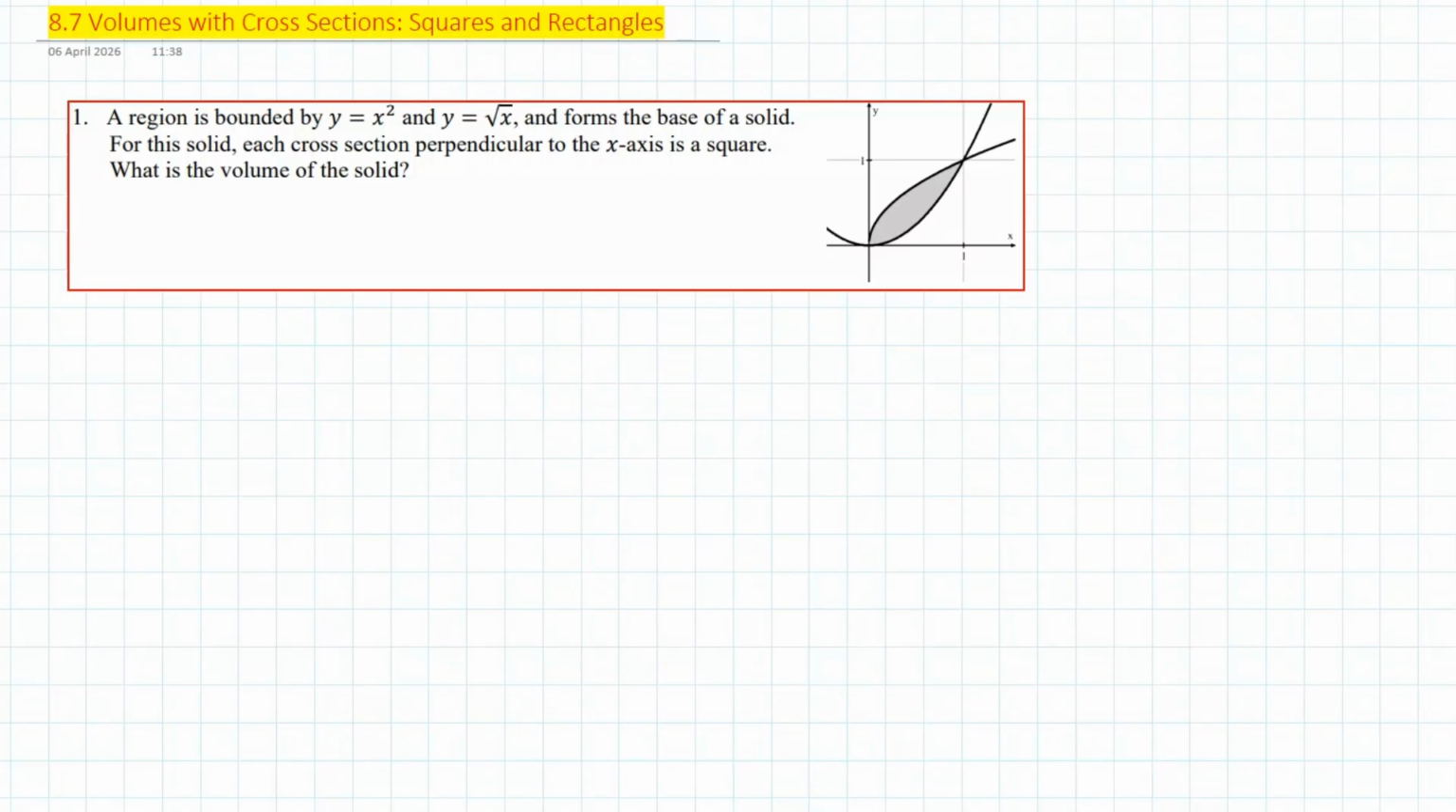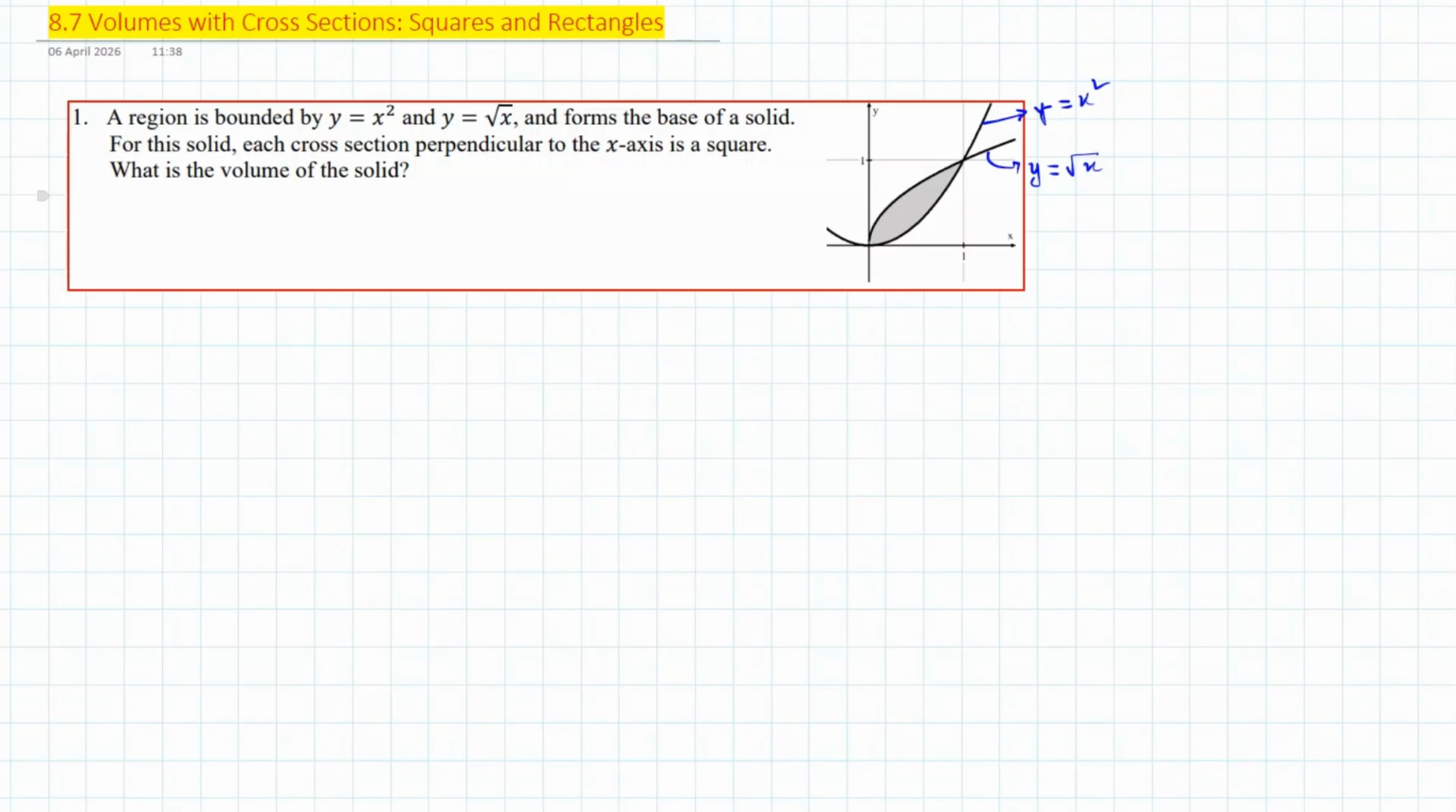Okay, so we have the two curves. y equal to x squared is basically a parabola. So this one is y equal to x squared, and y equal to square root of x. This is the radical function. So this one is y equal to square root of x.